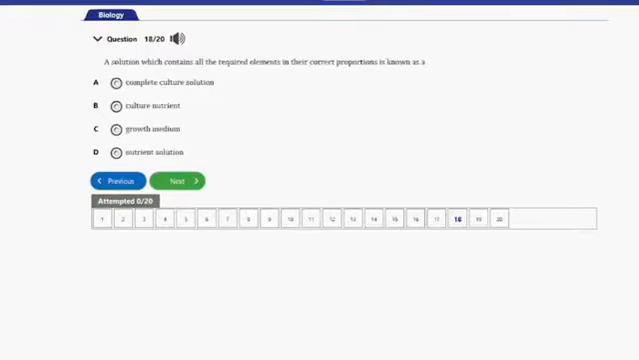That's question number 18 here. It says, a solution which contains all the required elements in their correct proportion is known as A. Complete culture solution. B. Culture nutrients. C. Growth medium. D. Nutrient solution. So guys, the answer to this question is option A, and that's complete culture solution. So let's go ahead and consider the next question, guys.